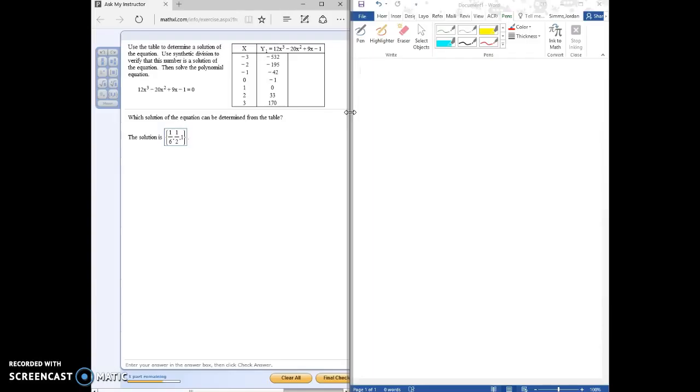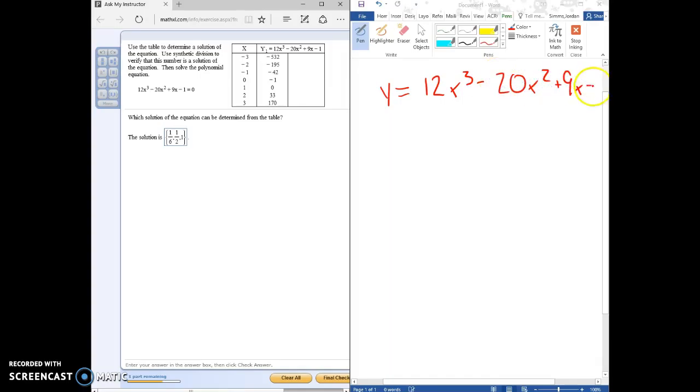Now what we have is an x and a y, some function here, and our function is 12x cubed. I'm just going to jot that down. We have y equals 12x cubed minus 20x squared plus 9x minus 1.